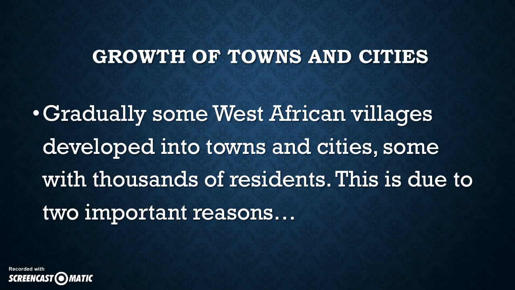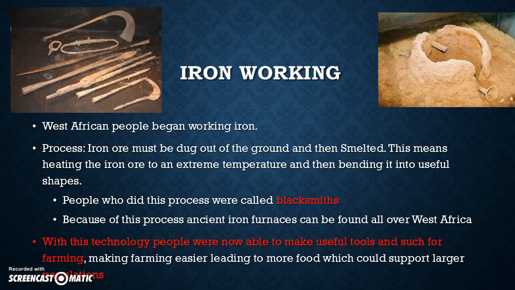So things began to grow. Gradually, some West African villages developed into towns and cities, some with thousands of residents. This was mostly due to two important reasons. The first one was the development of ironworking. In West Africa, people began to develop iron, and what this means is people would dig iron ore out of the ground. This is the raw form of iron, and it would be smelted. This means that the iron ore would be heated to an extreme temperature and then bent and worked into useful tools and shapes. People who did this were called blacksmiths, and they were very powerful and important in West African society.